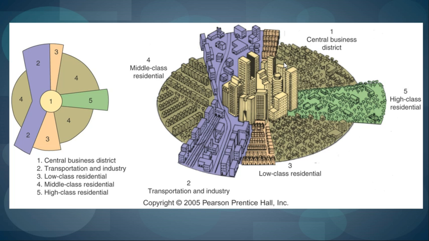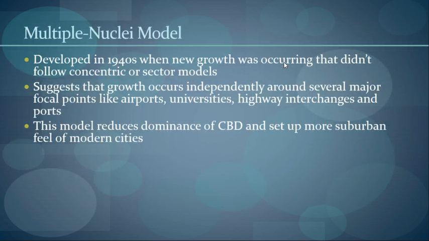Okay. Now moving on, that was great, but then things started to shift again, and so the multiple nuclei model was developed. And this was developed for cities where you didn't have a concentric or sector model. And so it's the idea that growth is going to occur independently around focal points, right? Whatever those may be, transportation hubs, universities, whatever, okay? And so this actually shifts the focus away from the central business district. And this is where you start really accounting for suburbs, right?